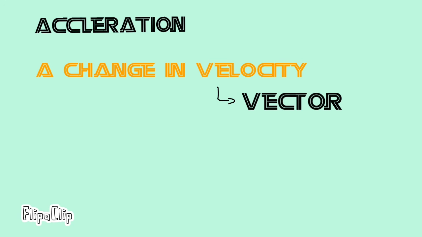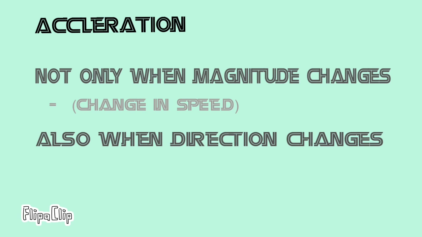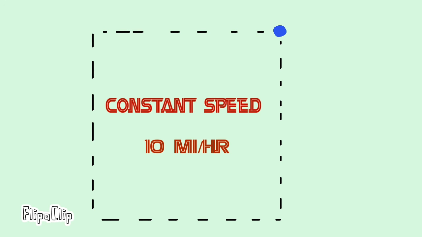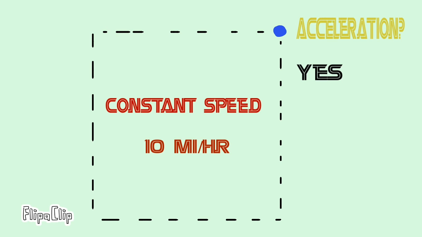Now, we've established velocity is a vector quantity, meaning it has both magnitude, or a value, and direction. Since acceleration is a change in velocity, this means acceleration is not just when its magnitude changes, which is when it speeds up or down, but also when it changes direction. For example, say Sonic was traveling at 10 miles per hour down a road and made 2 right turns, but didn't slow down or speed up once. If his speed didn't change, was there acceleration? There was, because the direction changed. Although this may seem counterintuitive, there really was acceleration because the direction changed, and so the velocity changed.